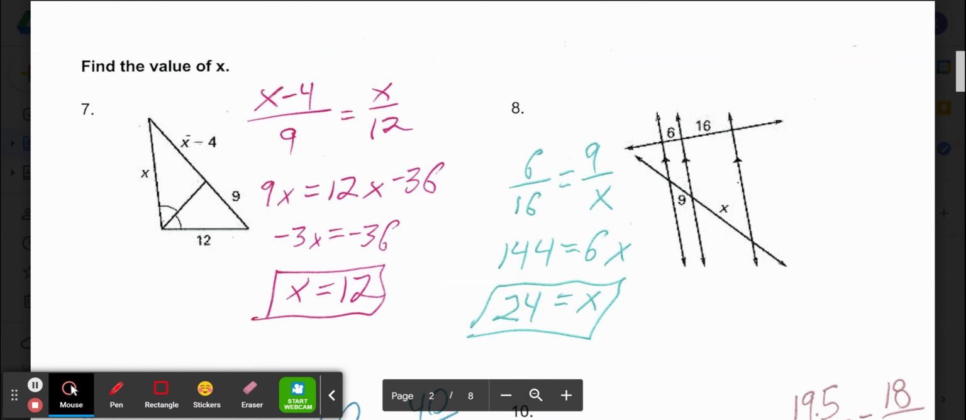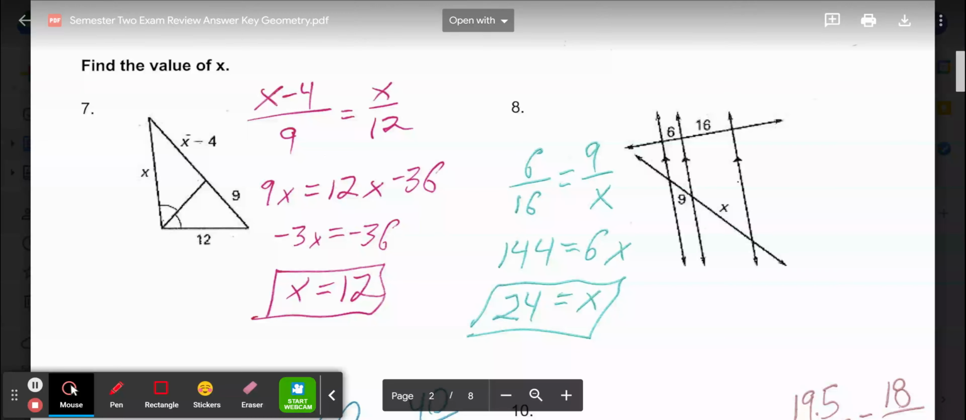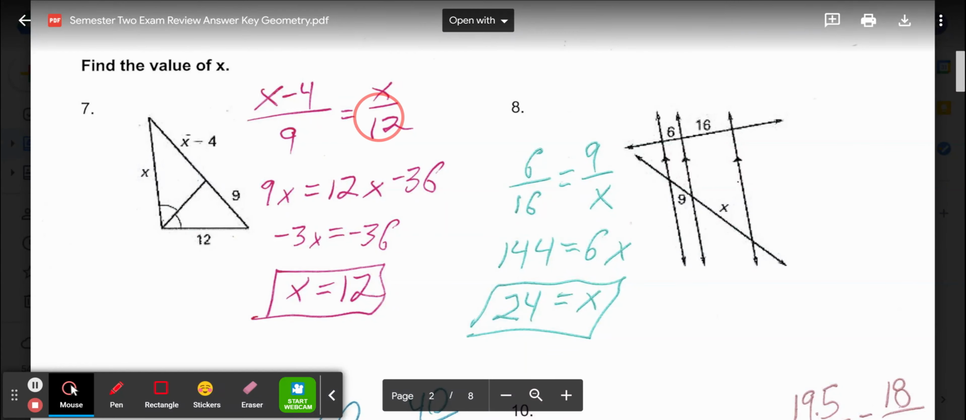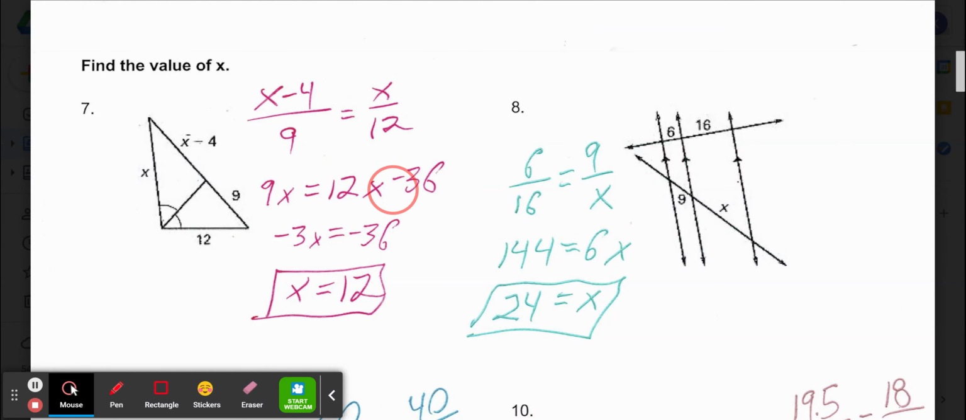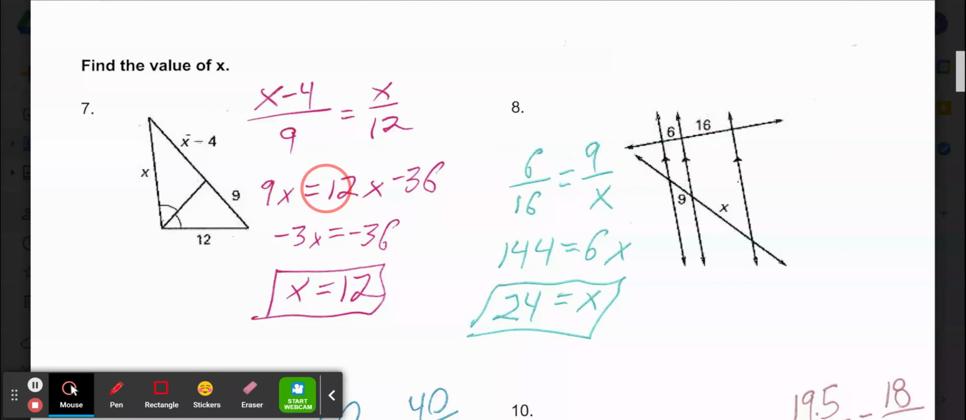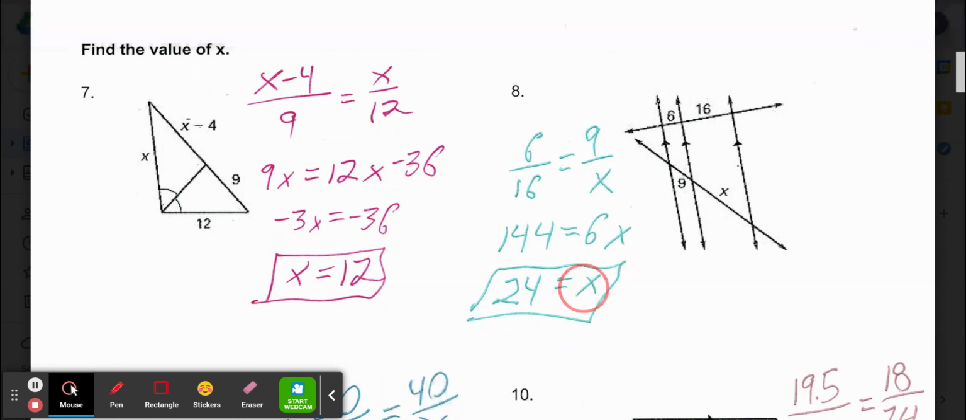Now in the next section, we will be setting up the proportions with corresponding pieces. So in this case, x minus 4 over 9 would equal x over 12, matching up our corresponding pieces. Then cross multiply 12 times x minus 4 is 12x minus 36 equals 9x. So then we can subtract the 12x, negative 3x equals negative 36, x equals 12. In the next one, 6 over 16 equals 9 over x. Cross multiply and divide, x is 24.